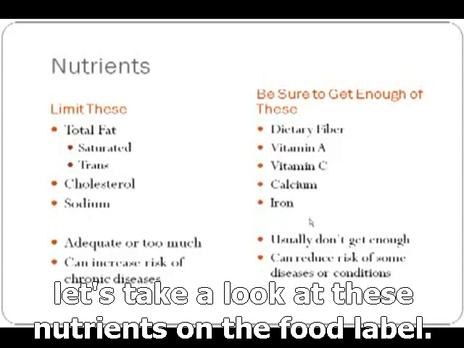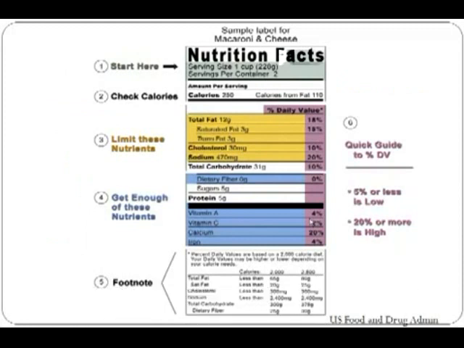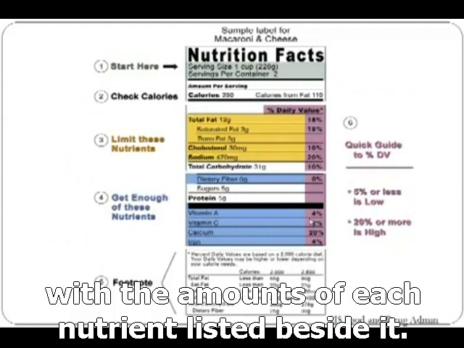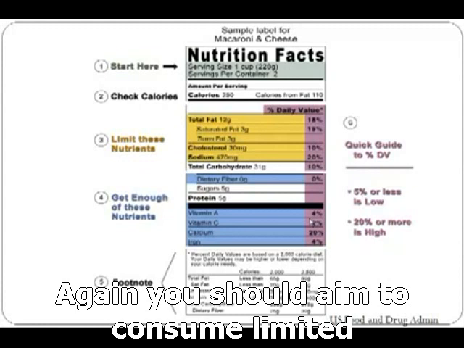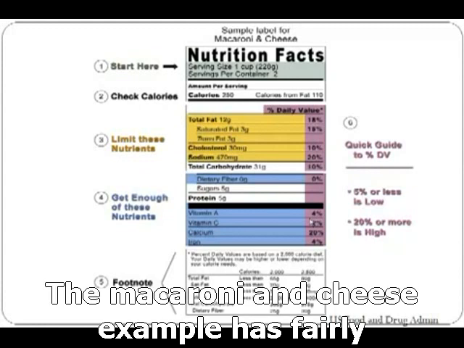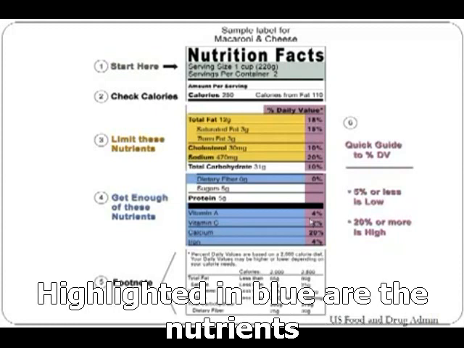Now let's take a look at these nutrients on the food label. Shown here in yellow, total fat, saturated fat, trans fat, cholesterol, and sodium are shown here with the amounts of each nutrient listed beside it. Again, you should aim to consume limited amounts of this group of nutrients. The macaroni and cheese example has fairly large amounts of these nutrients in this section.